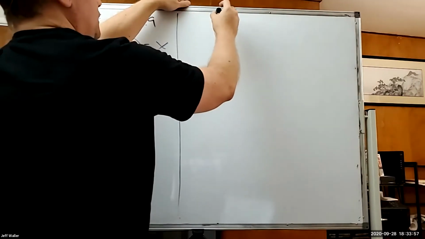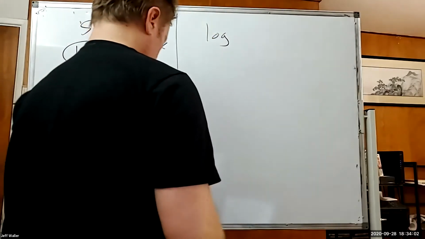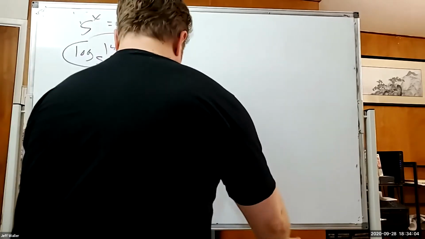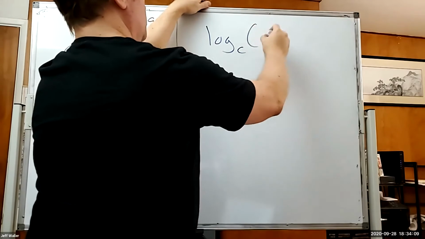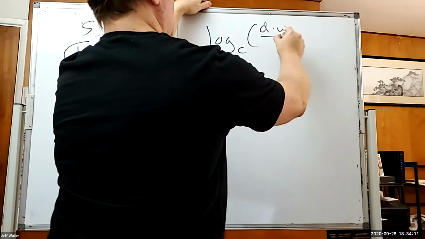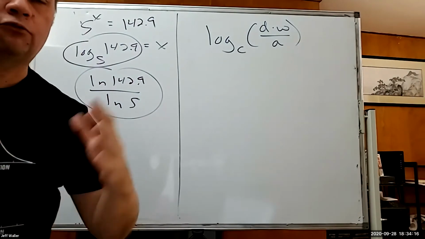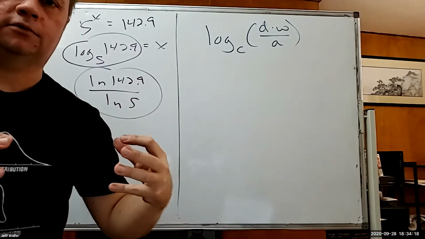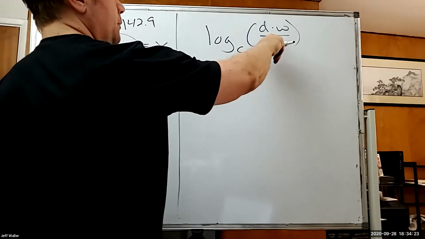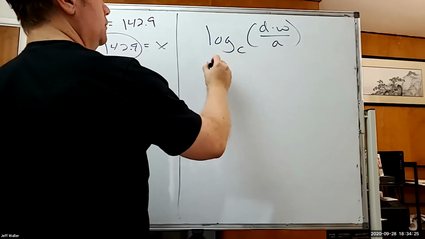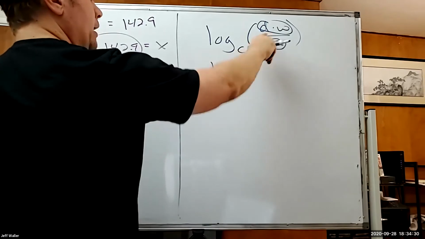If I see log base C of D times W over A, can I break that up? Normally what I do is I break it across division. So what do I do when I'm dividing something by something else inside of a logarithm? How can I rewrite that?